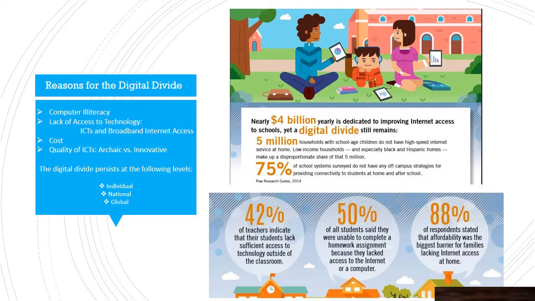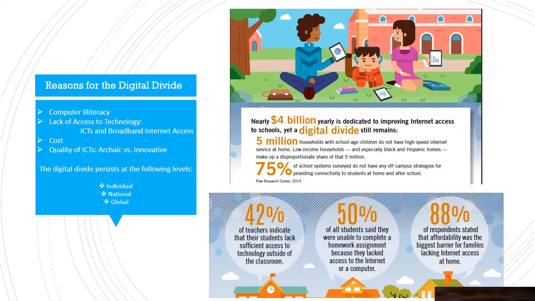In the United States, the digital divide is highly correlated with race, ethnicity, and socioeconomic status. The main reasons for the divide are computer illiteracy, lack of access to technology, specifically ICTs and broadband internet access, cost, and quality of ICTs, archaic versus innovative. The digital divide persists at the following levels: individual, national, and global.